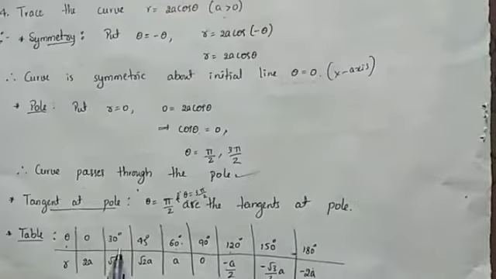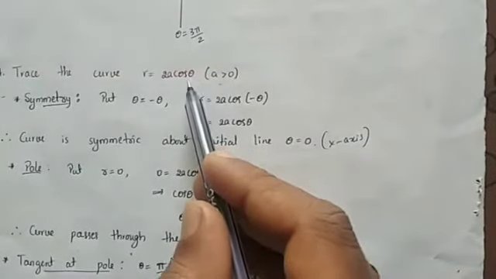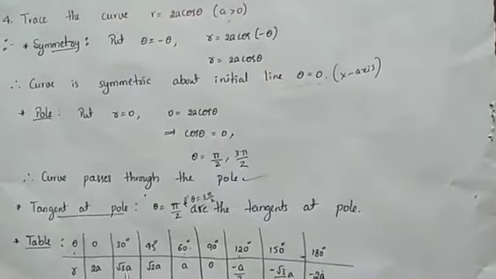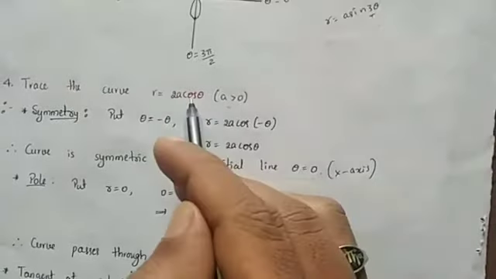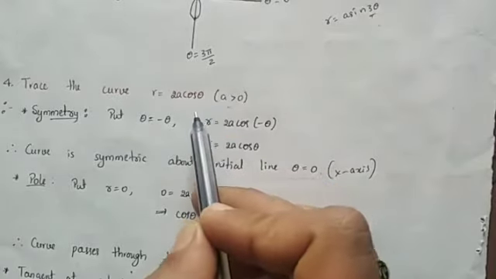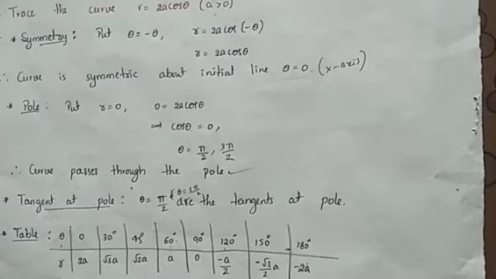For the theta value 30 degree, cos 30 degree value is root 3 by 2. We get r value is root 3a. For the theta value 45 degree, cos 45 degree value is 1 by root 2. We get the r value is root 2a. Similarly, we find the r values for different values of theta.